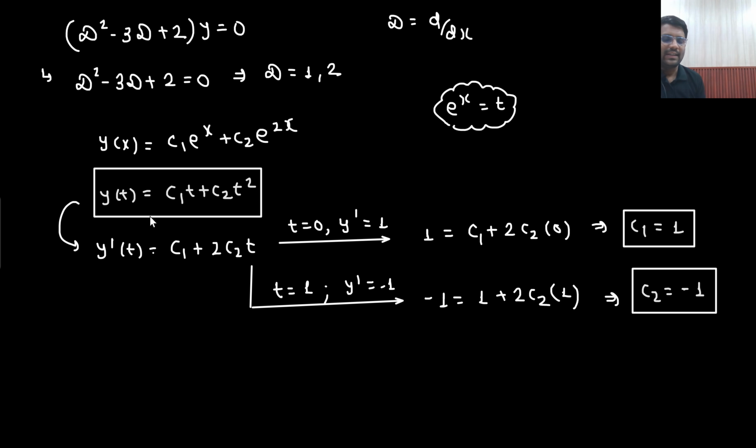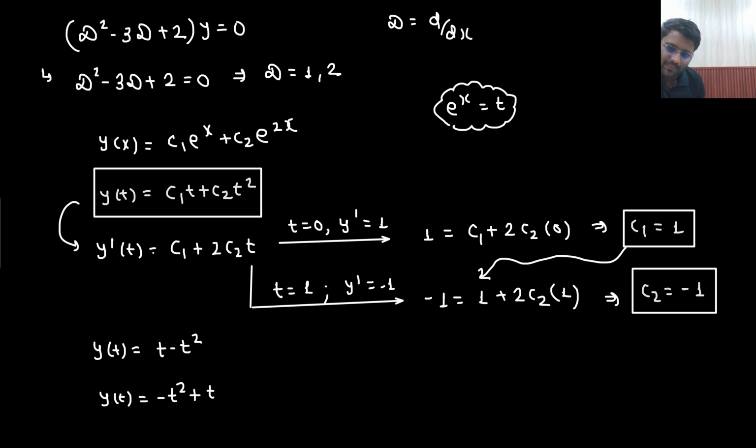Simply, we have got the answer for y(t). They are saying that you differentiate it first. Once you have differentiated, in place of t you put 0, then y dash will come out to be 1. In place of t if you put 1, then y dash will come out to be minus 1. C1 was already 1, and from 2 C2 I get C2 equal to minus 1, and initially I got C1 equals 1. So what is my y of t? My y of t is coming out to be t minus t square, or you can write it as minus t square plus t.